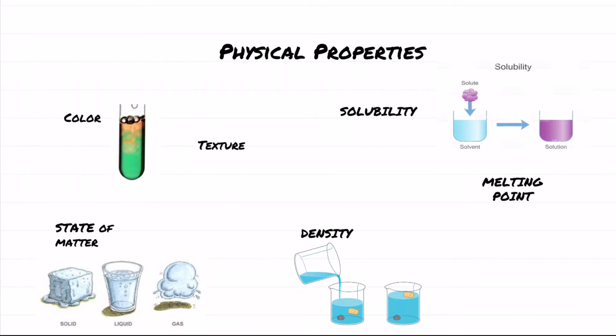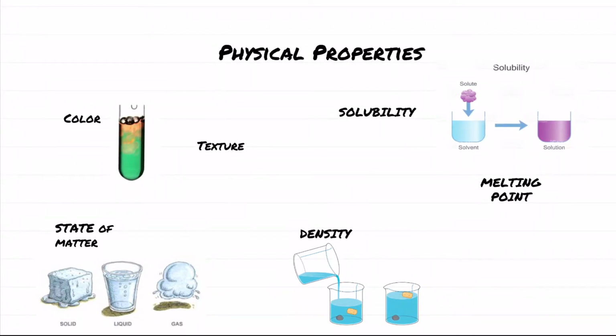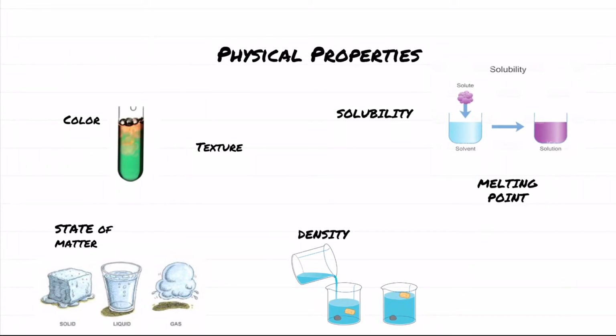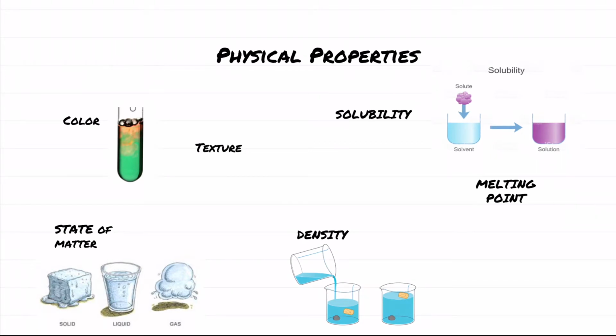Physical properties. Here, physical properties can be observed or measured without changing the composition of matter. Physical properties are also used to observe and describe matter. They include color, texture, solubility, density, state of matter, melting and boiling point.